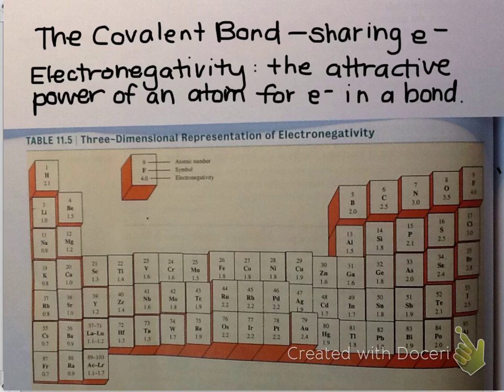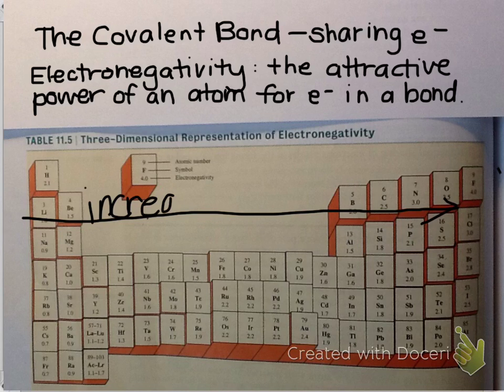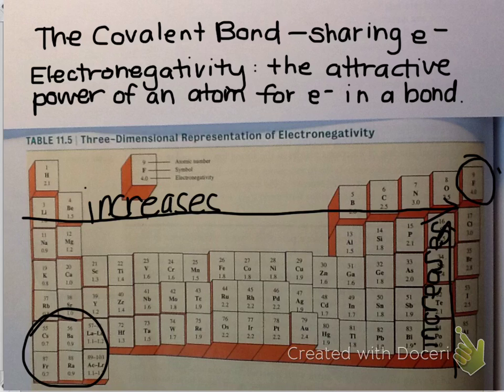If you look carefully, most periods, as you go across, the electronegativity increases, and it increases as you go up. Fluorine with a number of 4 has the highest electronegativity. That means it has the greatest attractive power for electrons in a bond. Down here in the lower left-hand corner, we have the lowest electronegativity values, and these atoms would have the least attractive power for electrons in a bond.